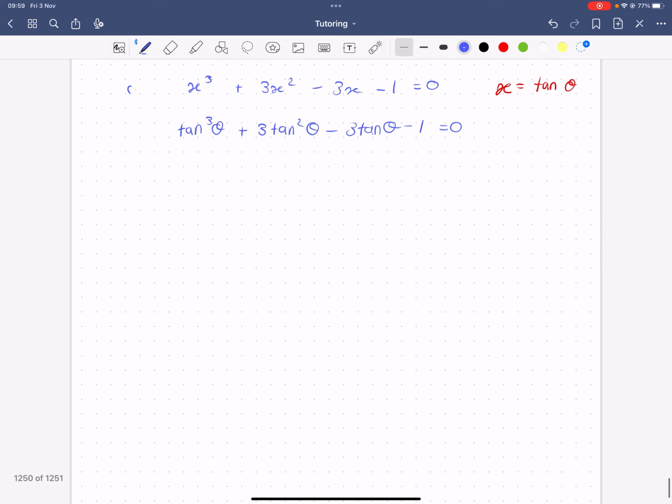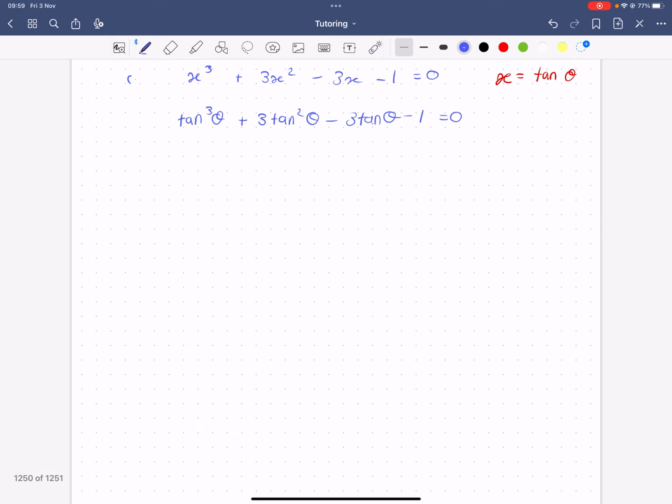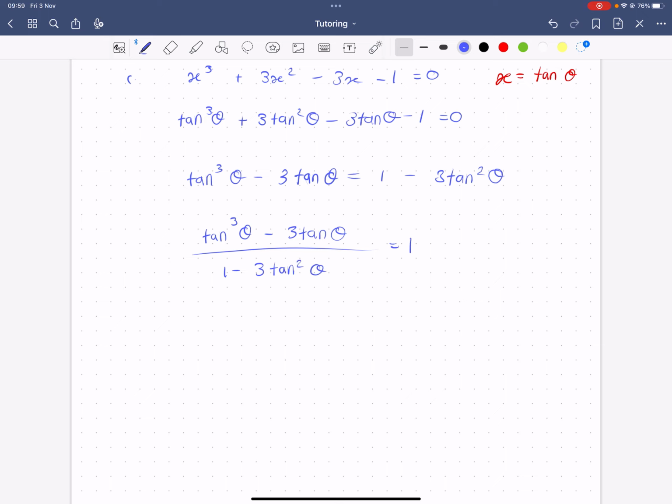Now, if we have a look at what our result was in question B part 3, it looks very similar apart from a few things. We're going to try and manipulate this to get what we had in part 3. So if I add 1 and subtract 3 tan squared theta to the other side, we've got that. Now the left-hand side looks very much like the denominator in the previous question we did. So if I divide that to the other side, I've got tan cubed theta minus 3 tan theta over 1 minus 3 tan squared theta equals 1.